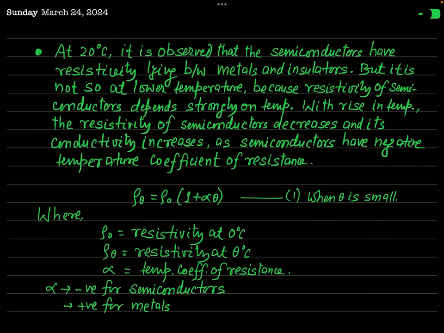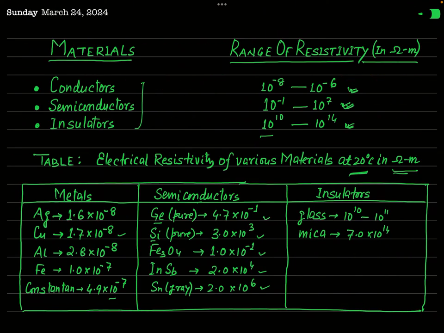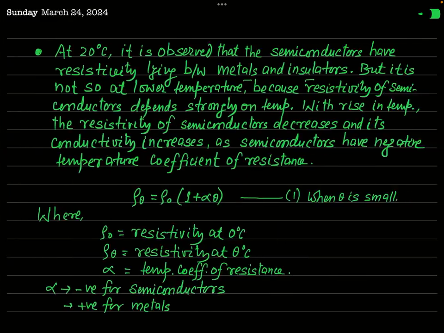Now, as I have told you earlier, at 20 degrees C it is observed that semiconductors have resistivity lying between metals and insulators. This table which I have shown here is already at 20 degrees C, that is almost at room temperature. But as I have told you earlier, the resistivity of a semiconductor depends on temperature strongly. When you raise the temperature of a semiconductor, its resistivity will increase.